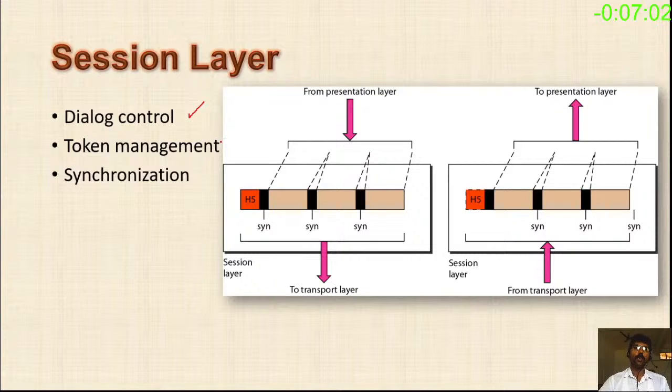The next job is token management. In token management, the session layer provides tokens that can be exchanged between two computers on the network. The computer which holds the token can perform the operation at that time. If two computers want to communicate, the computer which has the token can communicate. For that, some protocols are already set in the session layer.